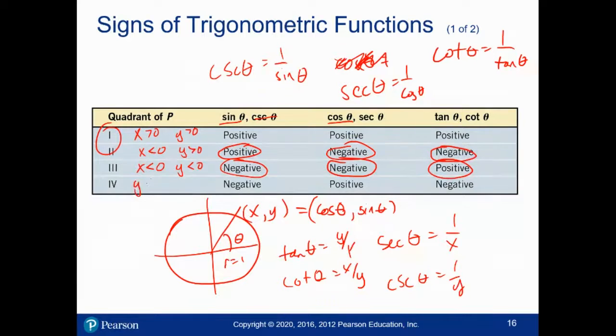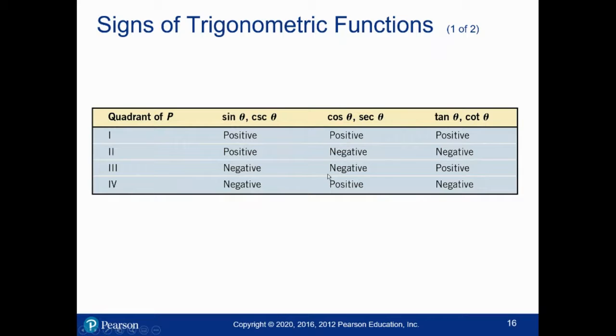And in quadrant 4, y is negative, but x is positive, which means y is negative, so therefore sine and cosecant are negative. X is positive, therefore so are cosine and secant. And since I have a single negative and a single positive, the ratios will be negative. So this is just a little chart to remember. In different quadrants, the various trig functions are guaranteed to be positive or negative.